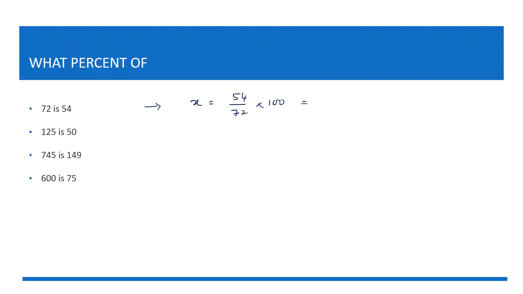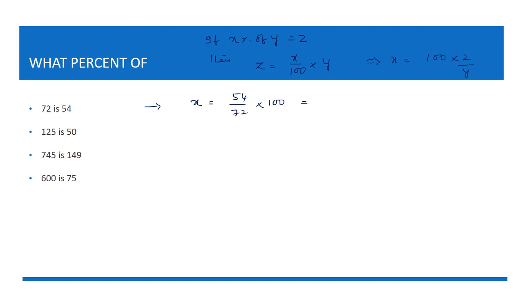Right. If x percent of y is equal to z, let us check this out. If x percent of y is equal to z, then z is equal to x by 100 into y. Right. Now here we need to find x, so x is equal to 100 into z, that divided by y. This is what I have written here.